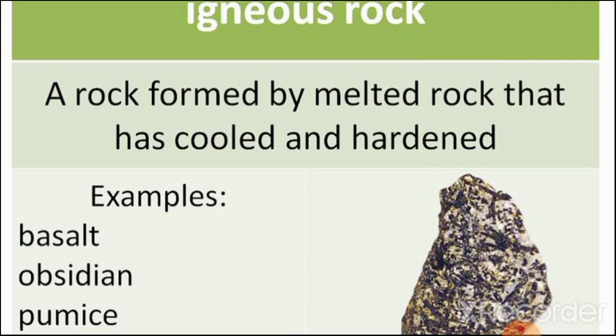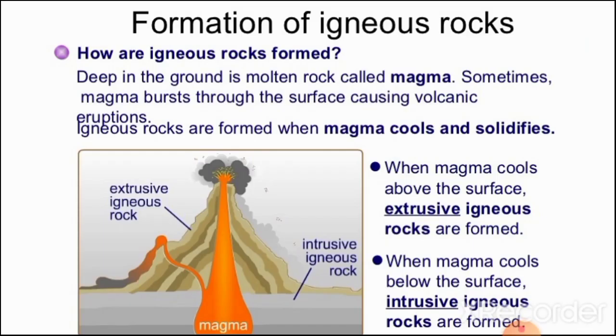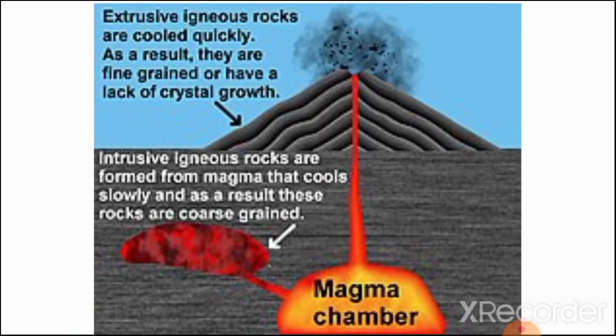This magma sometimes gets cooled within the earth or can burst out through the surface of the earth as a volcanic eruption. When the magma cools within the earth, it forms intrusive igneous rock. Then when it cools on the earth's hot surface, it forms extrusive igneous rock.